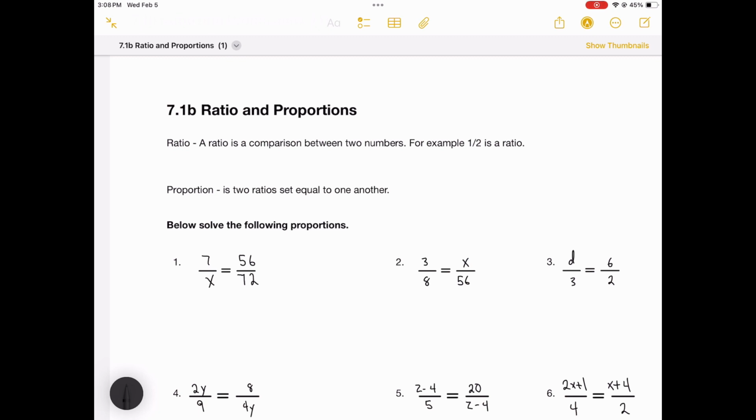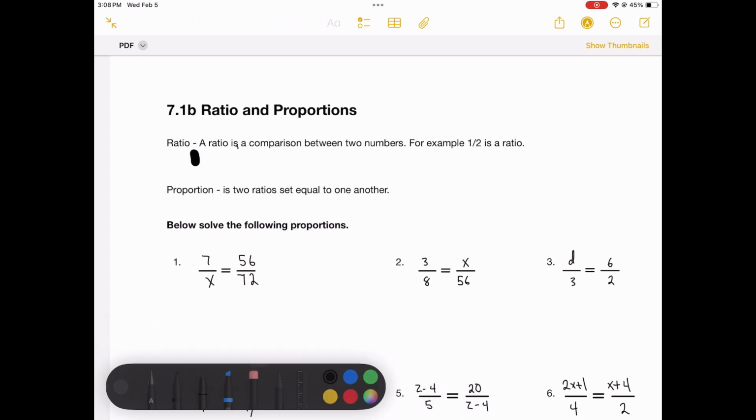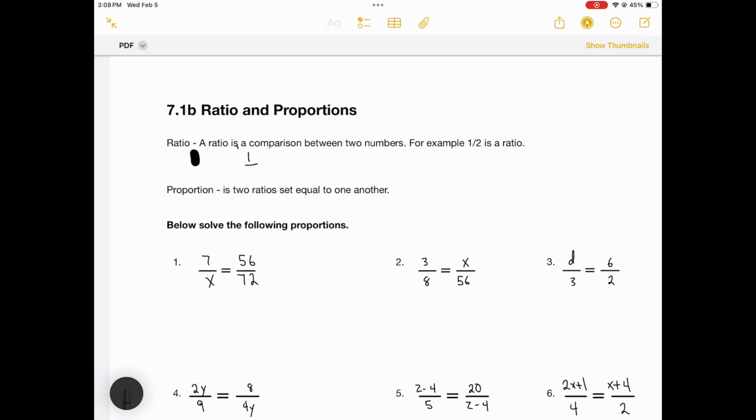A ratio is a comparison between two numbers. For example, 1/2 is a ratio. So an easy way to think of a ratio is it's just a fraction. For example, 1/2. There you go. That is a fraction. That is also a ratio.